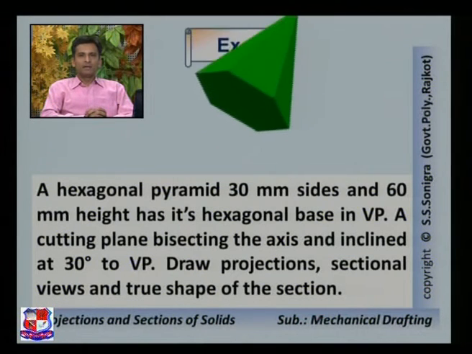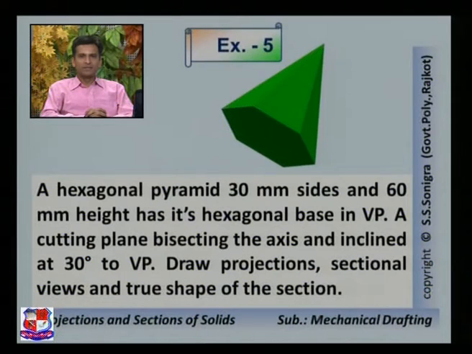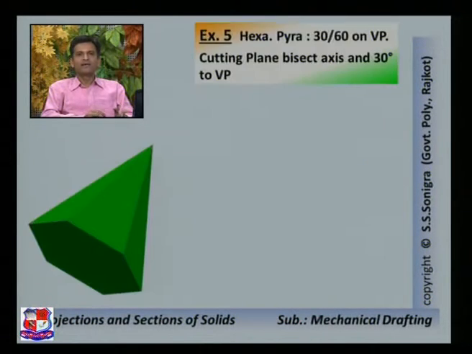A hexagonal pyramid, 30 mm sides and 60 mm height, has its hexagonal base in the vertical plane. A cutting plane bisecting the axis is inclined at 30 degrees to the vertical plane. Draw projections, sectional views, and a true shape of the section. So here brief data is given like this: a hexagonal pyramid, 30 by 60 on VP, cutting plane bisects the axis at 30 degrees to the vertical plane.